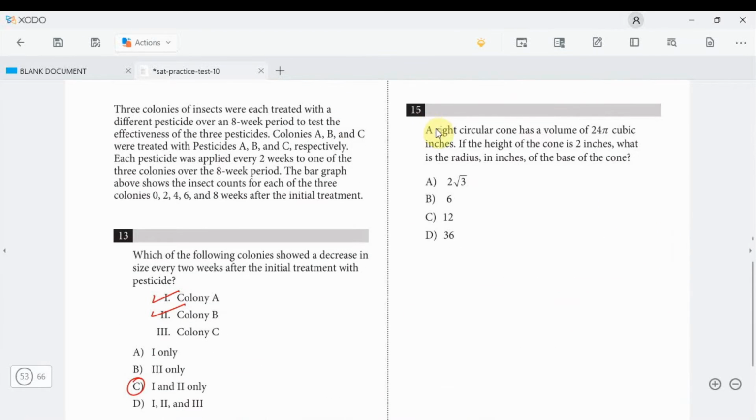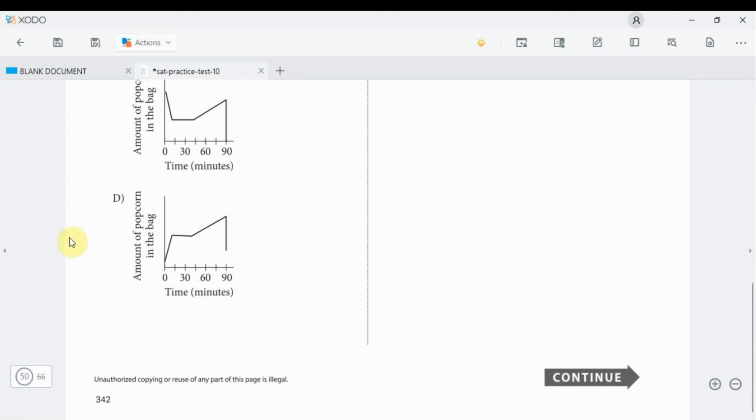Question 15. It says a right circular cone has a volume of 24 pi cubic inches. If the height is 2, what is the radius? Now, if you cannot remember the volume formula, remember it says right circular cone, and the formula sheet is at the front.